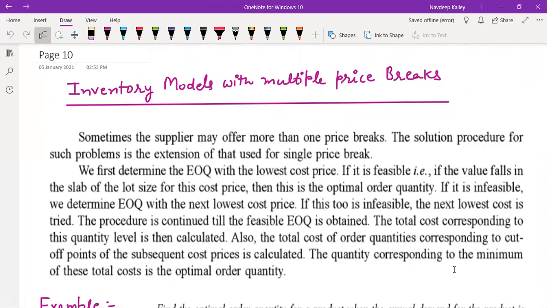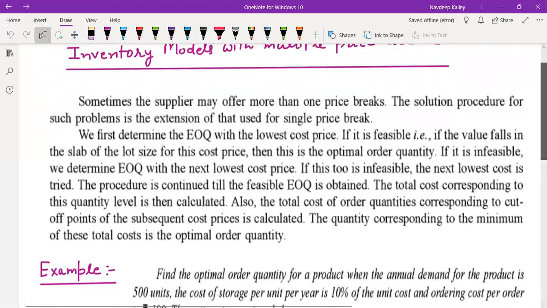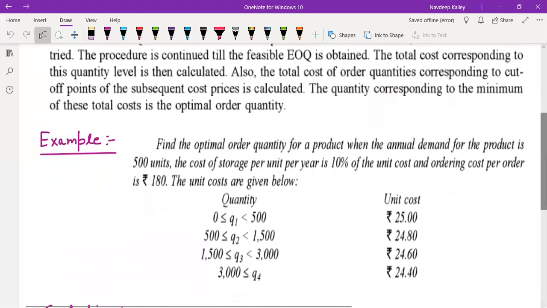For better understanding of inventory models with multiple price breaks, and of this process, let us consider one example. Here is the example. Find the optimal order quantity for a product when the annual demand for the product is 500 units. The cost of storage per unit per year is 10% of the unit cost, and the ordering cost per order is rupees 180. The unit costs are given below. Here are multiple price breaks.